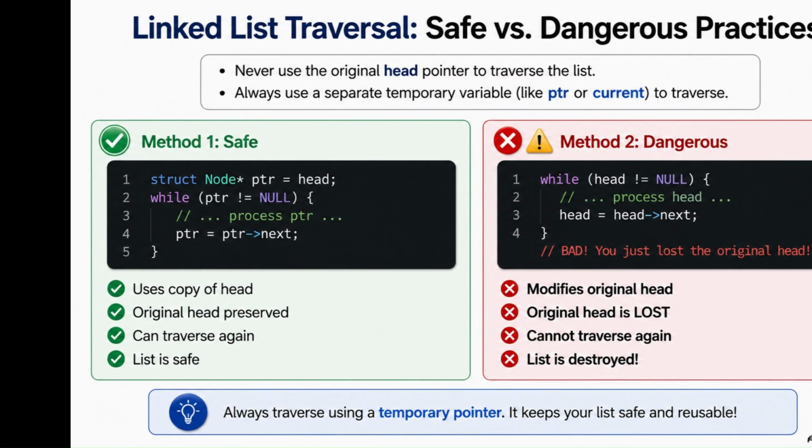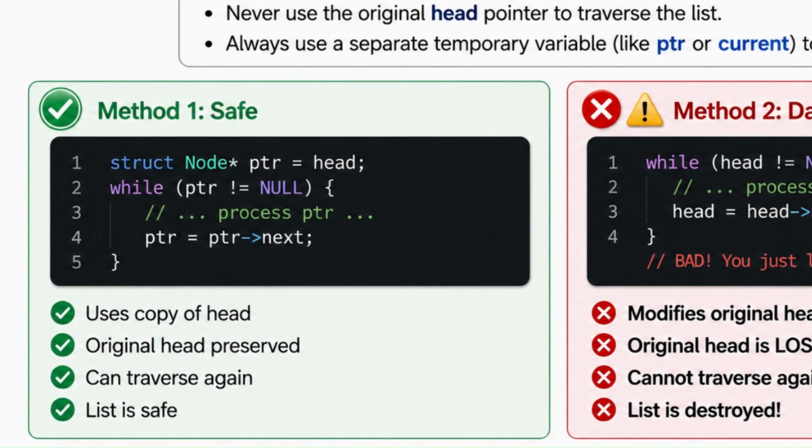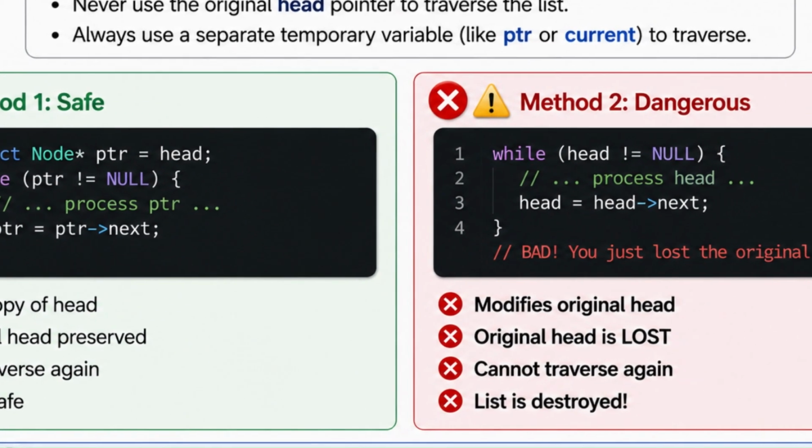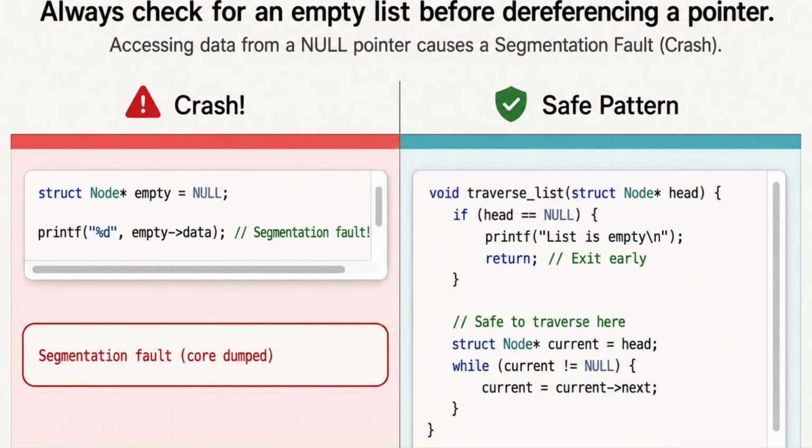In the safe approach, method 1, we create a temporary pointer PTR and set it equal to head. We traverse using PTR, the original head is perfectly preserved, the list is safe, and hey, we can traverse it again later. But method 2, highly dangerous. Inside the loop, it executes head equals head.next. By doing this, you are physically moving the head anchor down the line. Once that loop finishes, head is null. Your original starting address is completely lost. You can't traverse it again, and that memory is just stranded. Honestly, never do this.